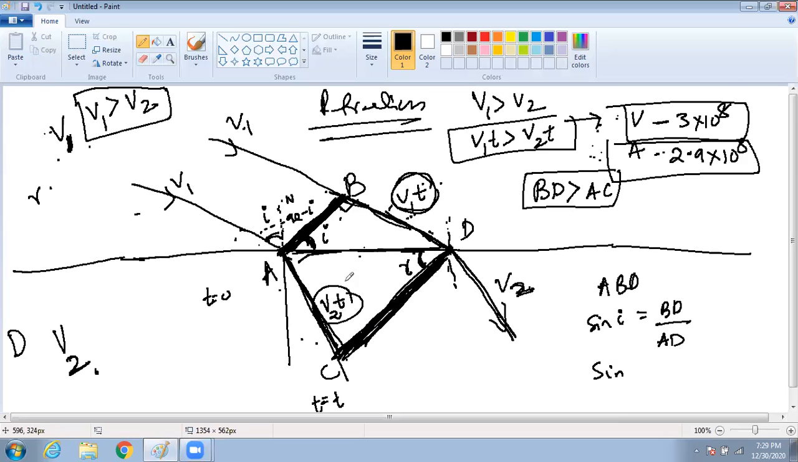And in triangle ACD, what will be your sine R? This will be V2t, AC by again AD, correct? Yes, sir. Sin R will be perpendicular by hypotenuse. Which is perpendicular? This angle C is the 90 degree, correct? So AC by AD.